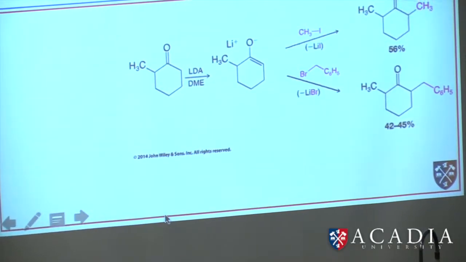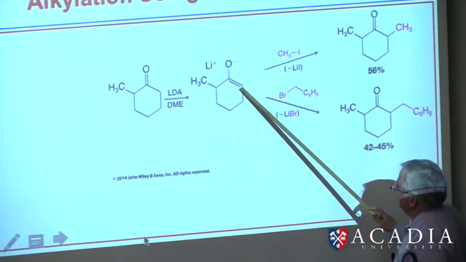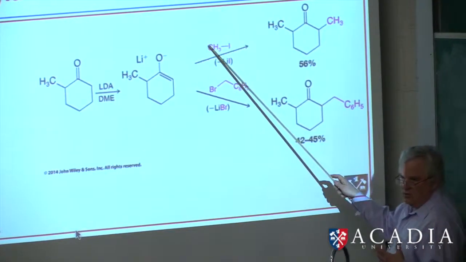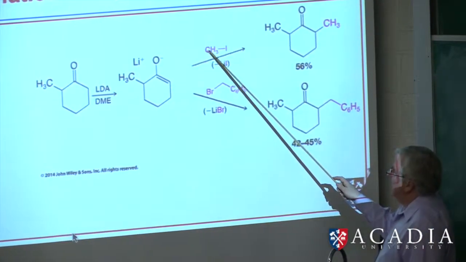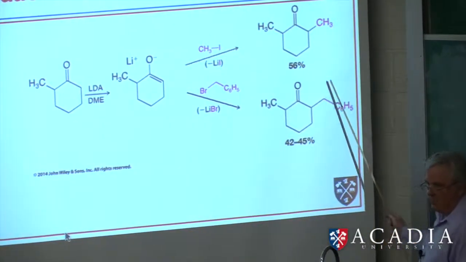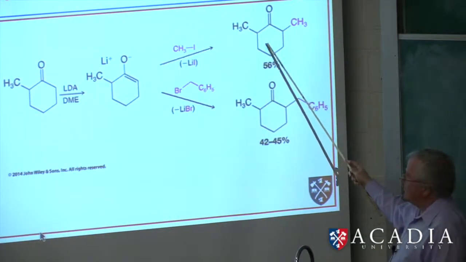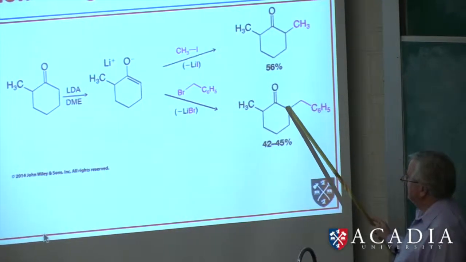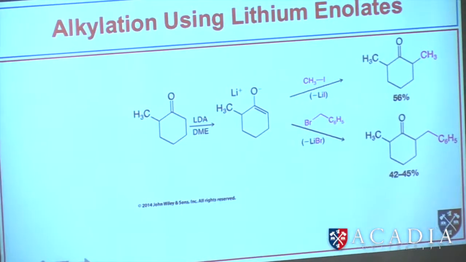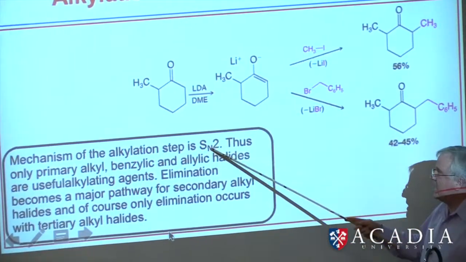So if we were to take this and treat it with some LDA, we would make this enolate. Here is our nucleophilic carbon, and it will undergo SN2 reactions with primary alkyl halides to form our substituted compounds. Yields aren't great, but we do get most of our chemistry coming from here. It's interrupted a little bit by some side product, but we can easily purify these, and we get predominantly the one product.